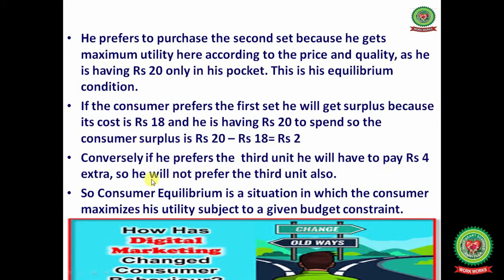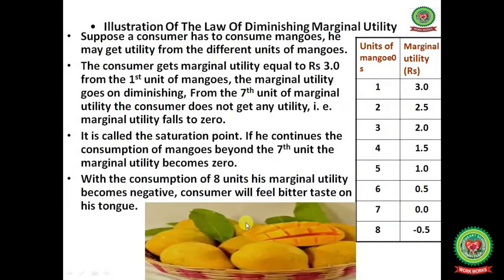Conversely, if he prefers the third unit, he will have to pay ₹4 extra. So he will not prefer the third unit either. So the consumer equilibrium is a situation in which the consumer maximizes his utility subject to a given budget constraint.